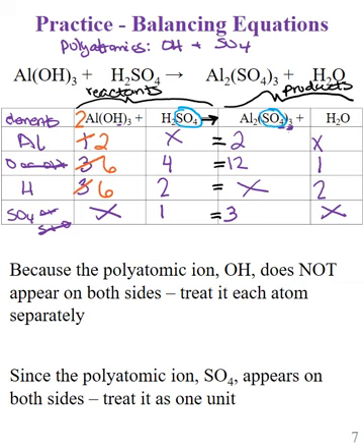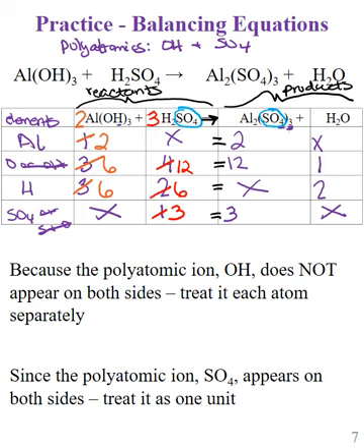I would put a 3 out in front. Okay, so that means I'm going to multiply this entire column by 3. 3 times 4 would be 12. 3 times 2 is 6. 3 times 1 is 3. Alright, so that looks like our sulfates, SO4, are balanced. 3 on the left, 3 on the right.